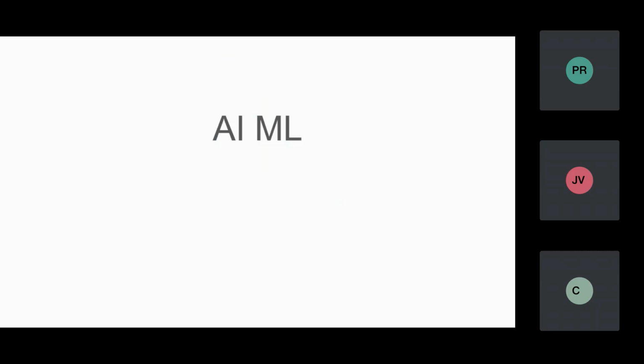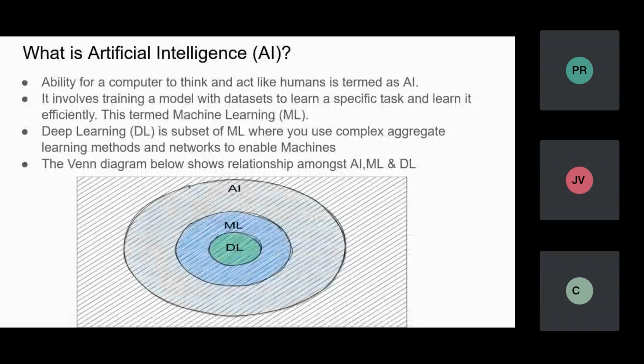AI and ML are really common terms that are discussed nowadays, as for the likes of ChatGPT. But a lot has been going on, and studies have been taking place for years and years. Platforms like ChatGPT are a result of such studies. So, what is actually AI? It is the ability for the computer to think and act like a human.